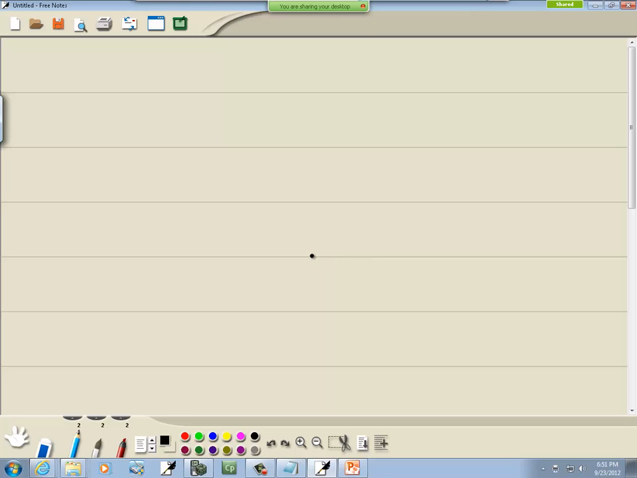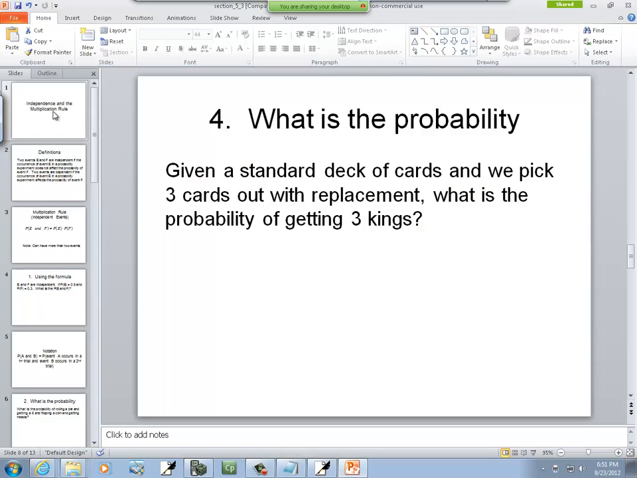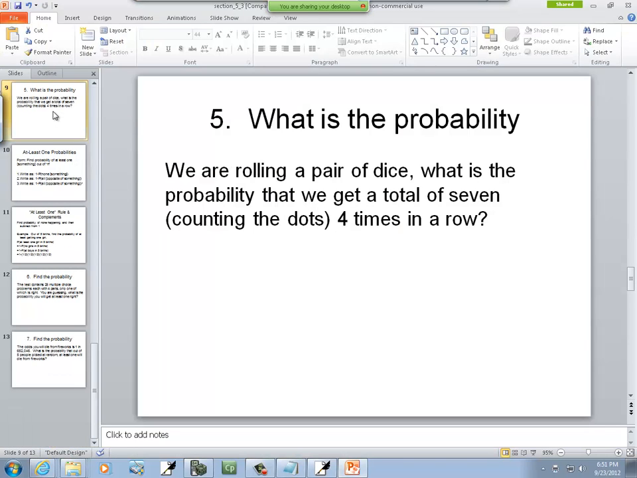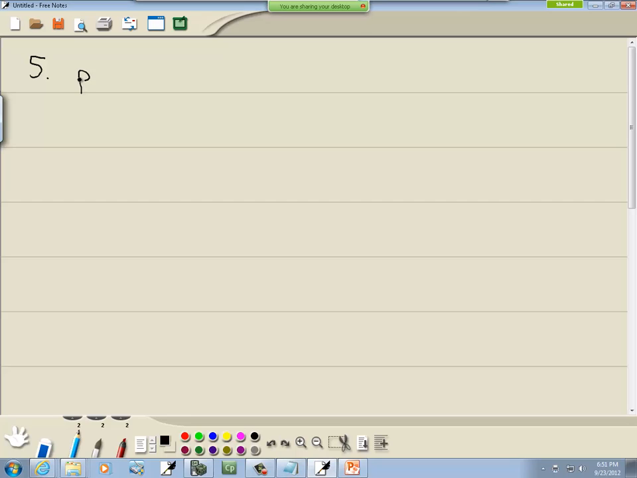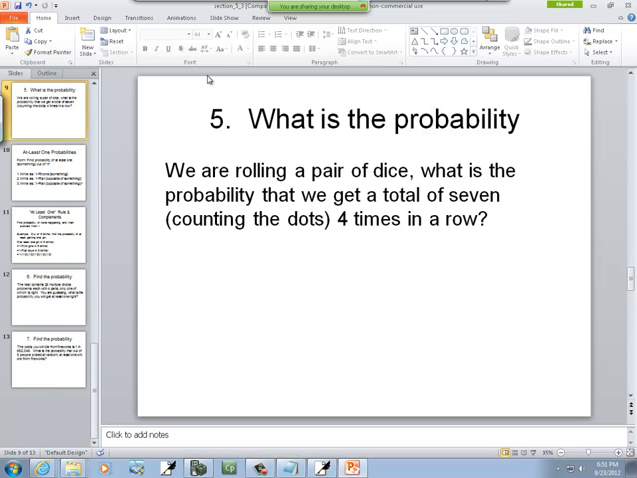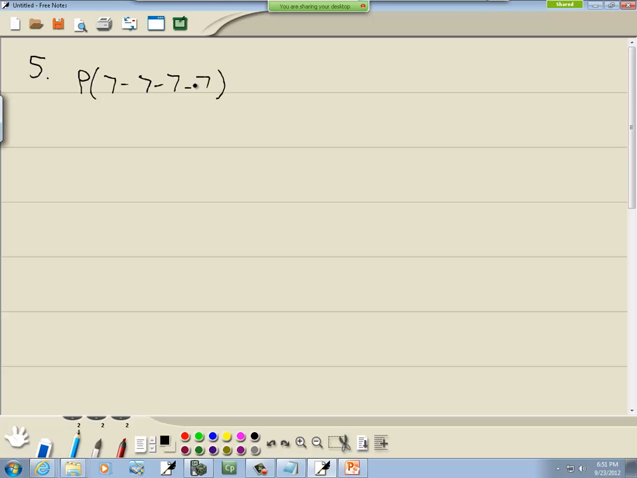Now let's look at problem number 5. Okay, we're rolling a pair of dice. What's the probability we get a total of 7, 4 times in a row? So first time would be a 7, second time's a 7, third time's a 7, and the fourth time's 7. So there's an implied and there, isn't there?